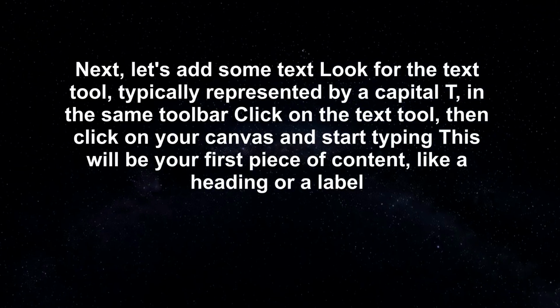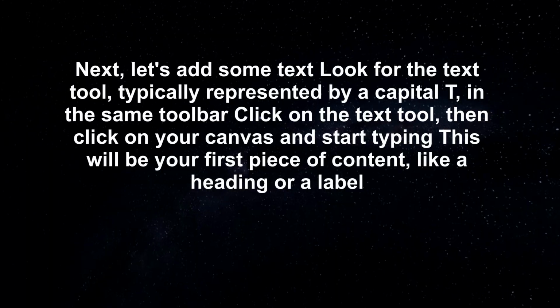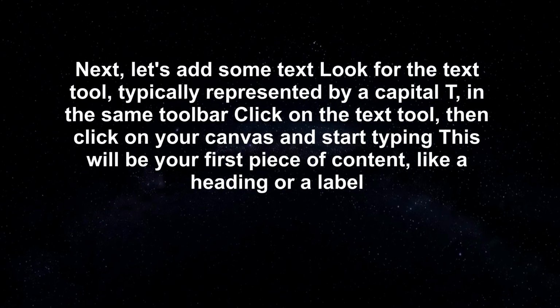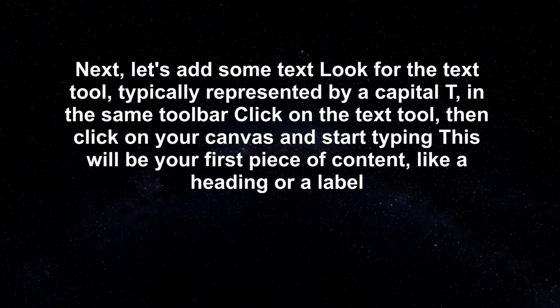Next, let's add some text. Look for the text tool, typically represented by a capital T. In the same toolbar, click on the text tool. Then click on your canvas and start typing. This will be your first piece of content, like a heading or a label.